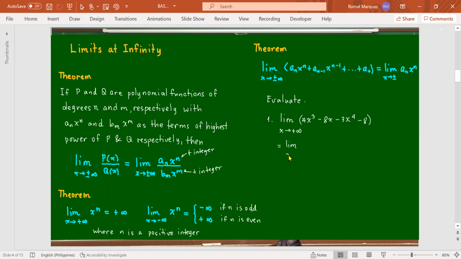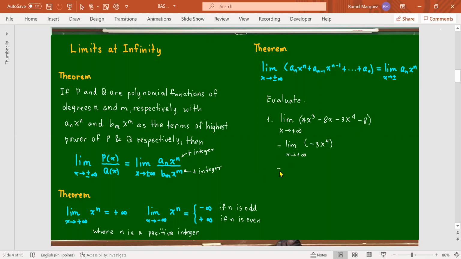Limit as x approaches positive infinity. So I can just get what? 4x cubed. Sorry, it's not 4x cubed. What is the highest power here? Term with the highest power? 4. So we will copy 3x to the fourth, and then the rest of the terms you can disregard. But if you remove the limit, they are not anymore equal.